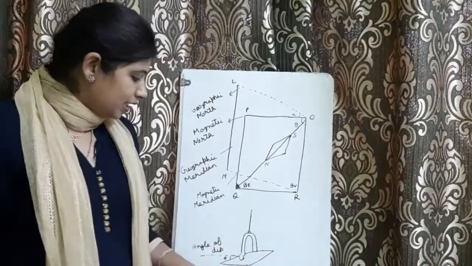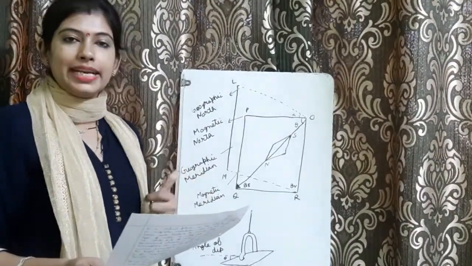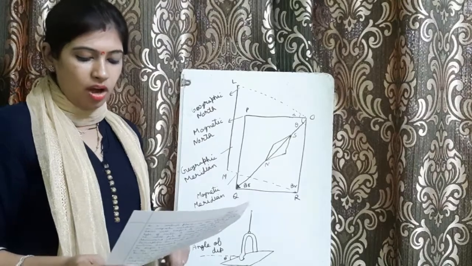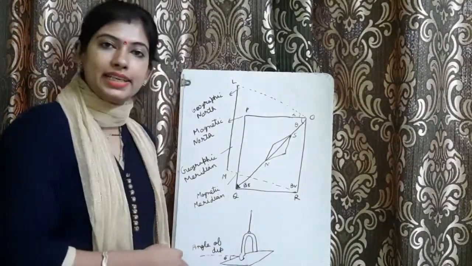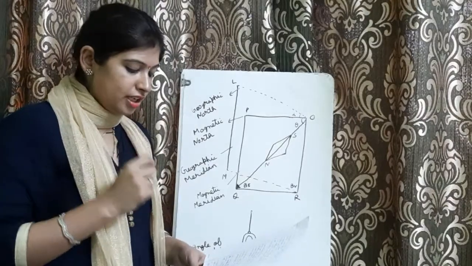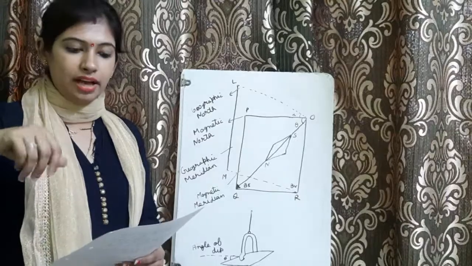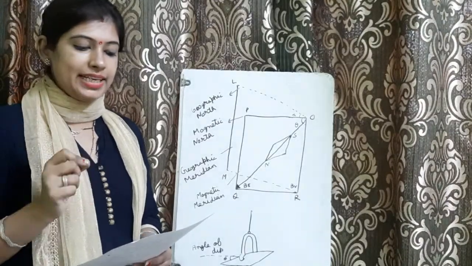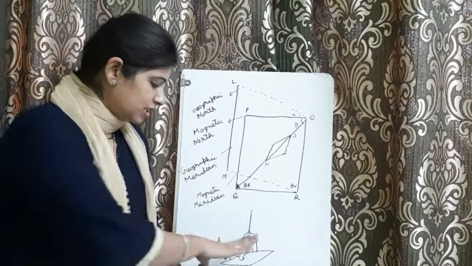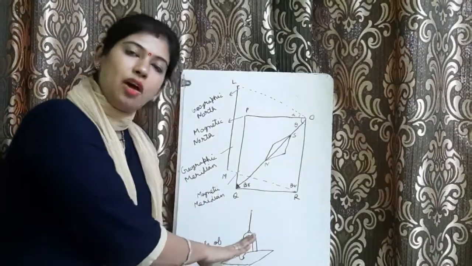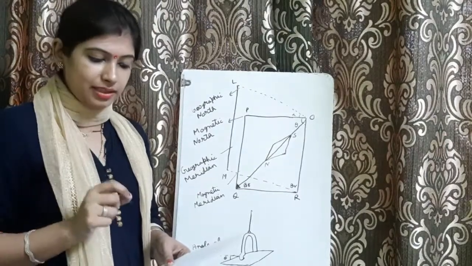Next we have the angle of dip. What is the angle of dip? Now, if a magnetic needle is pivoted on a horizontal axis through its center of gravity, so that it is free to rotate in a vertical plane, in the steady state, in the magnetic meridian, the needle dips down by an angle. This type of needle is known as a dip needle.